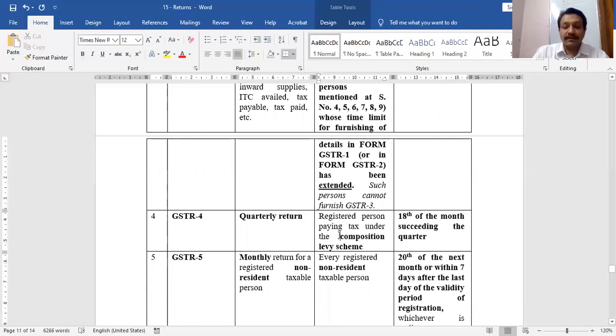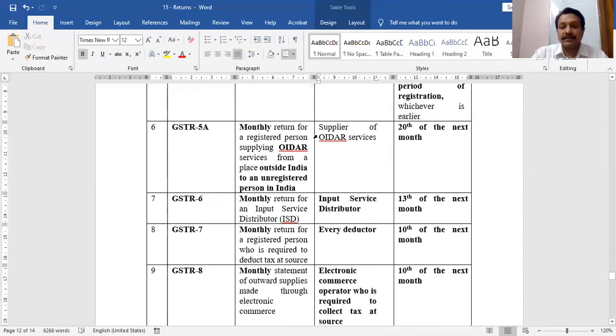Those people are composition levy scheme taxpayers. Those people are non-residents. Those people are suppliers of OIDAR services. Those people are input service distributors. Those people are deductors, and those people are electronic commerce operators. That's it. These 6 categories of people will not furnish GSTR 3B, but will furnish separate forms which are applicable for these people. So technically, you should not think of these GSTR returns as so many returns.